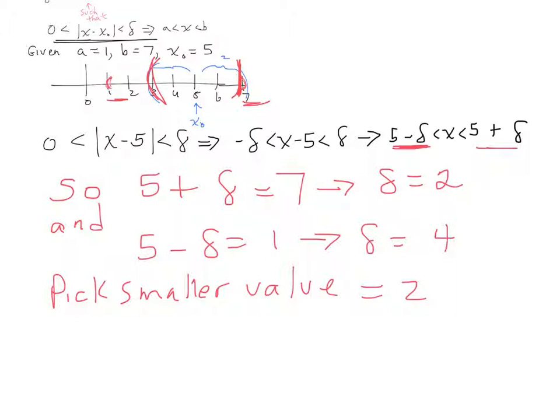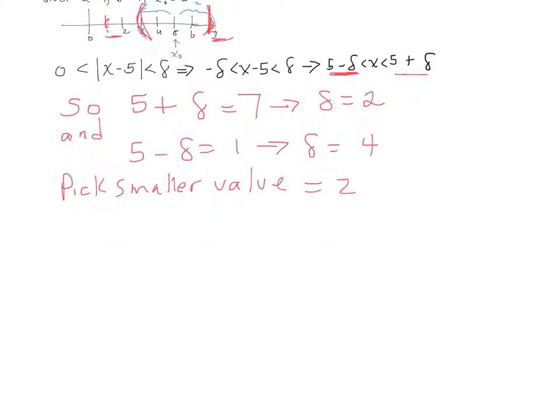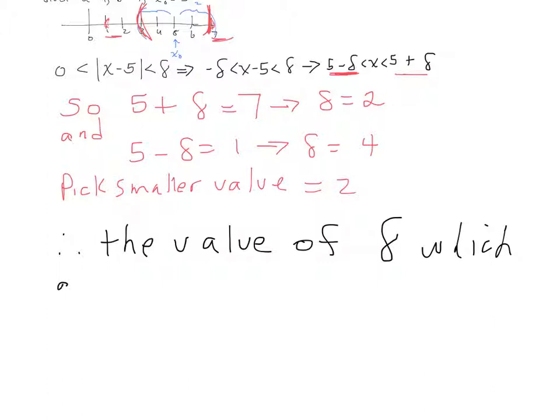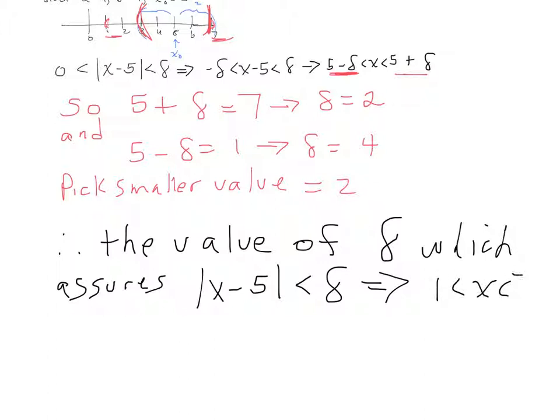So again, therefore, the value of delta, I tried to write it slow, but it still didn't come out better, which assures the absolute value of x minus 5 is less than delta, and also that I stay within this interval, is the smaller value, and that becomes my delta.